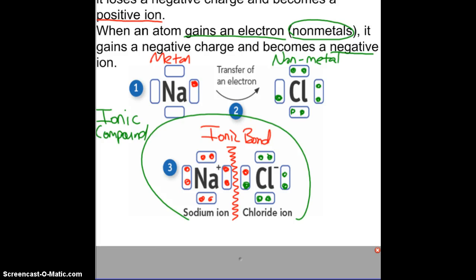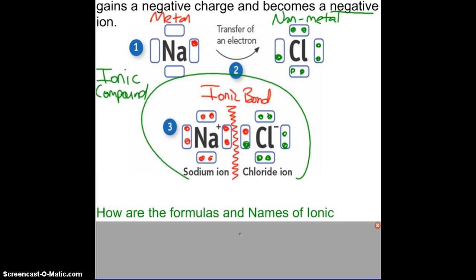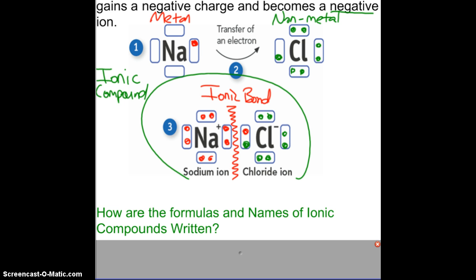There's actually a specific way in which you name ionic compounds. You can't say this is a sodium chlorine compound. It doesn't work that way. There's a specific way you name it. So we're just going to write down a couple of things and we're going to stop here. About 3 more things and we're done.